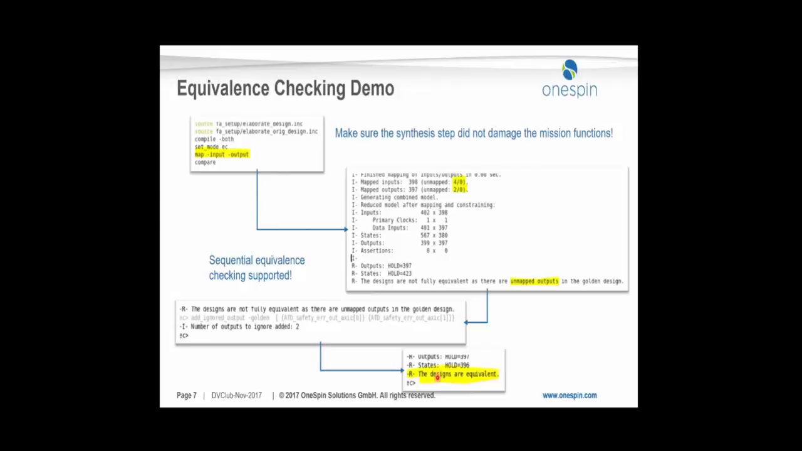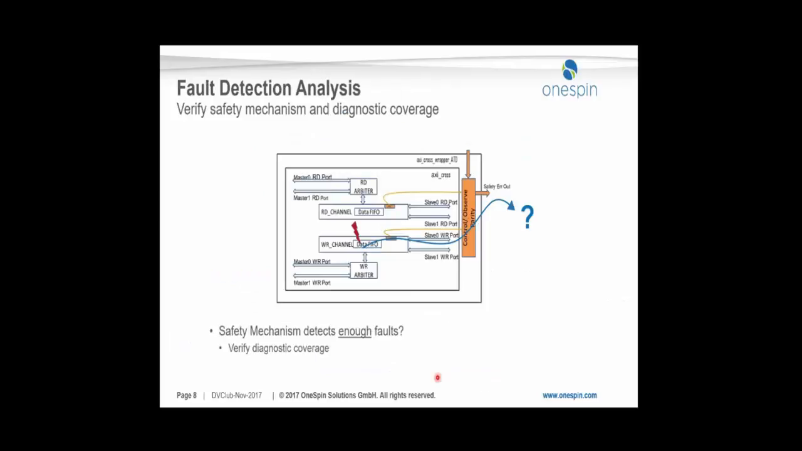So the second and more interesting step is how do we make sure that the safety mechanism works and we are achieving the diagnostic coverage. So what we have to do here is essentially injecting a fault and see if the fault propagates to an output port, and whether it is detected by the hardware safety.